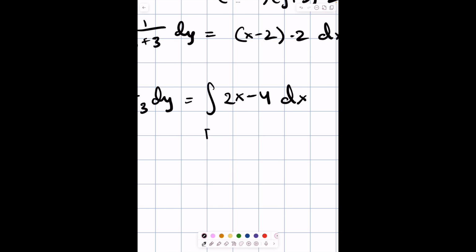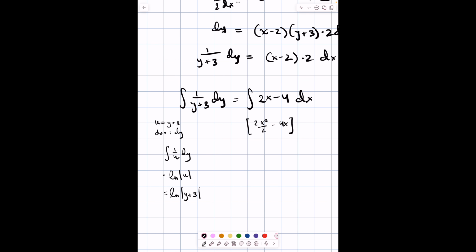Then this is a pretty simple integral, so it's 2x squared over 2 minus 4x. And then we just need to do a plus c as well. So we have this is equal to 2x squared over 2 minus 4x plus c.